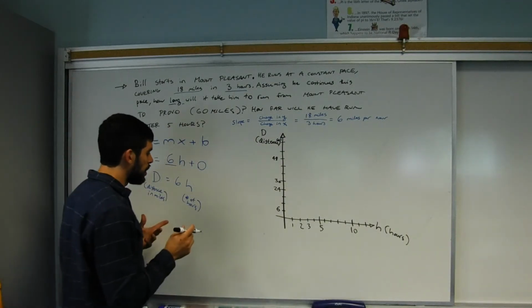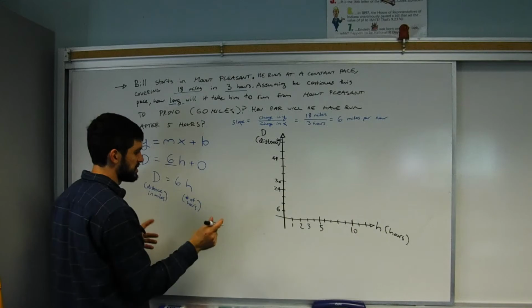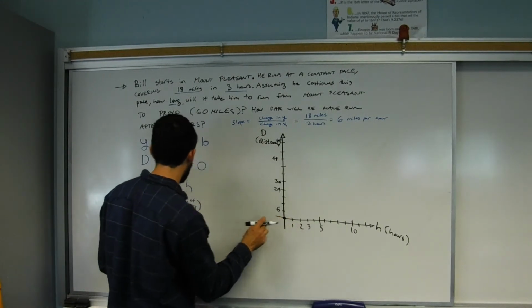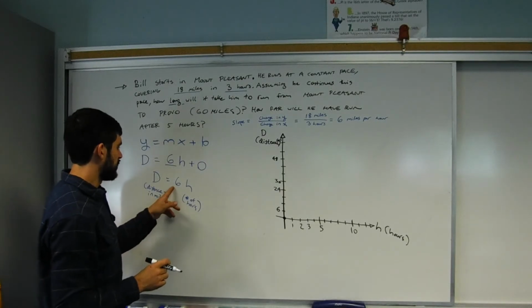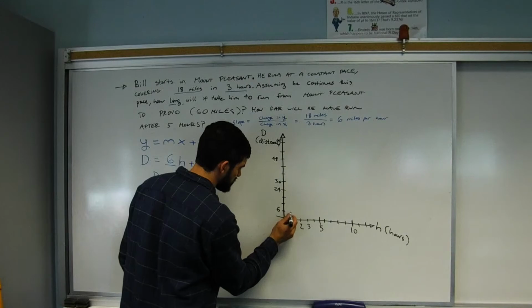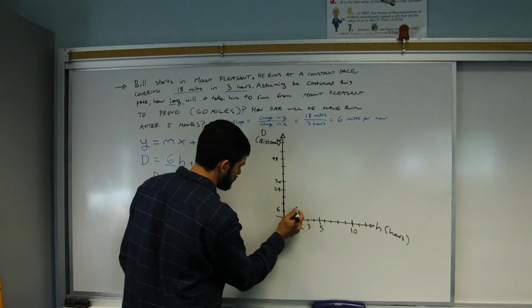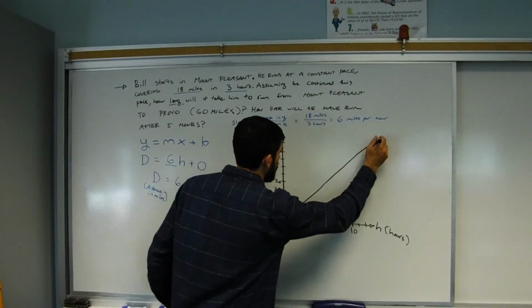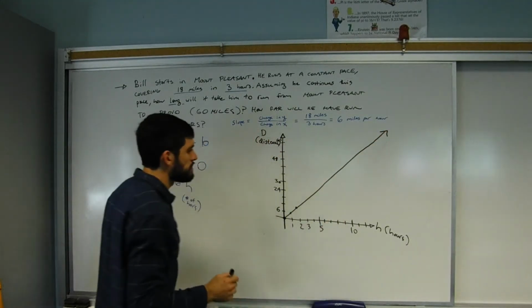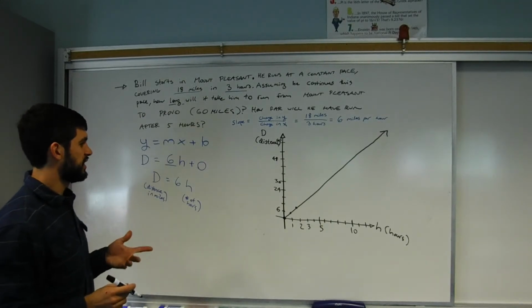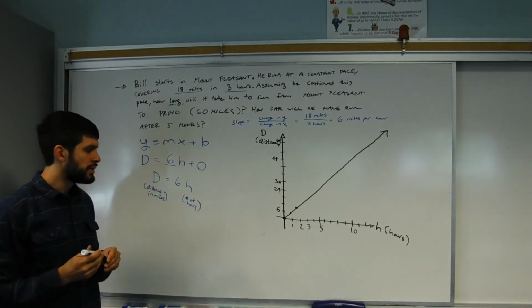So our initial value, which is the same as our y-intercept, is just going to be 0. So we have a point over there. And our slope is 6. So for each 1 hour, he'll go 6 miles. So we can just plot each of these points. And that is an appropriate model for Bill's distance from Mount Pleasant.